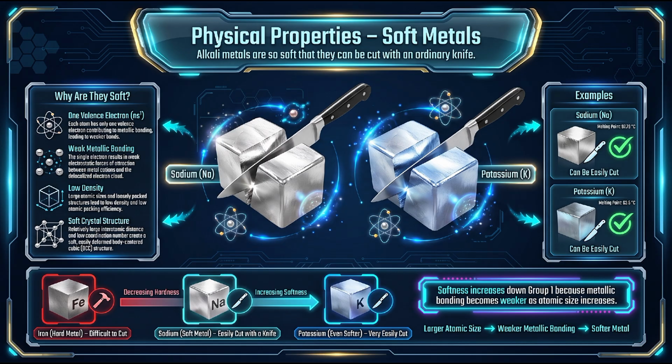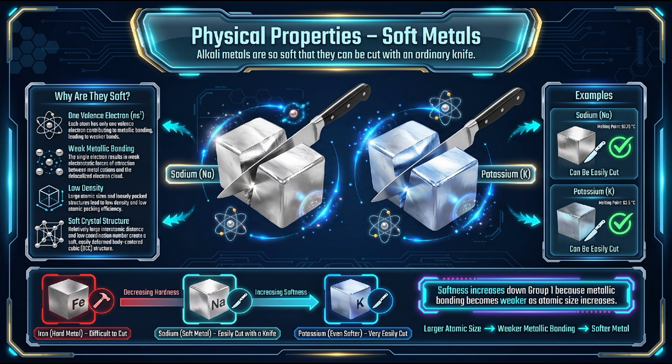The image compares sodium and potassium to demonstrate this trend. Both metals can be cut easily with a knife, but potassium is even softer than sodium. Sodium has a melting point of approximately 97.8°C, while potassium melts at about 63.5°C. The lower melting point of potassium indicates weaker metallic bonding, which also explains why potassium is softer. Since the atoms are held together less strongly, less energy is required both to separate the atoms during melting and to deform or cut the metal.